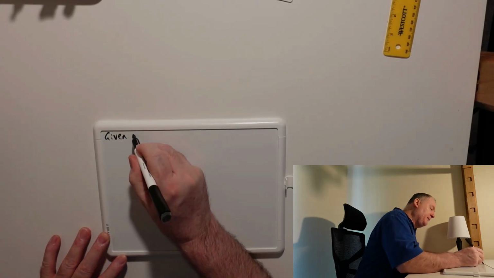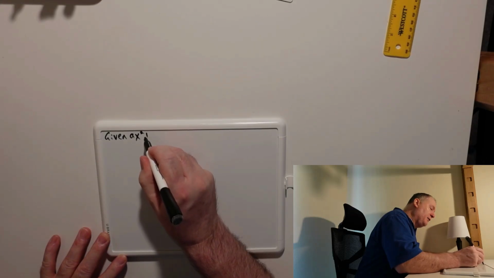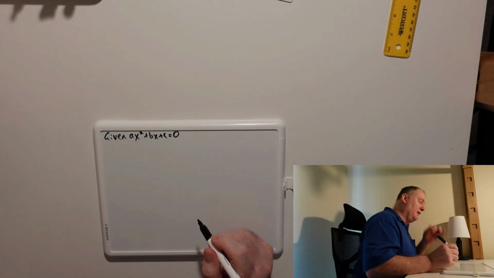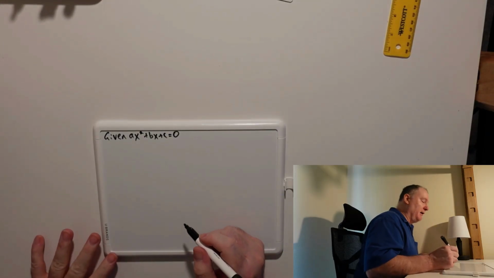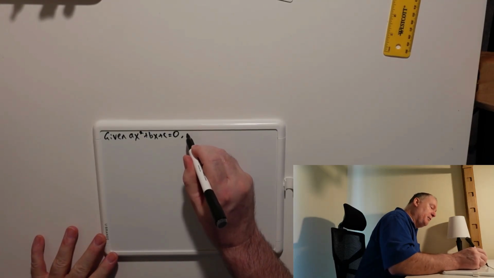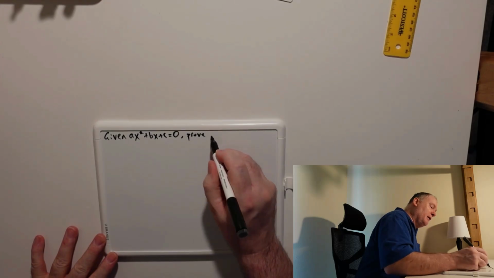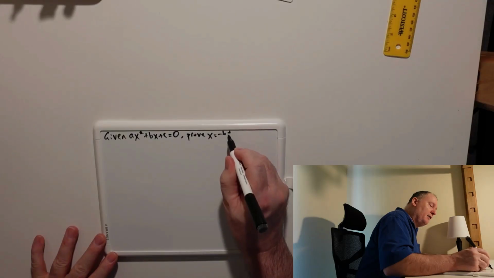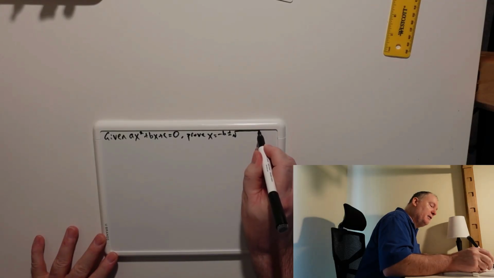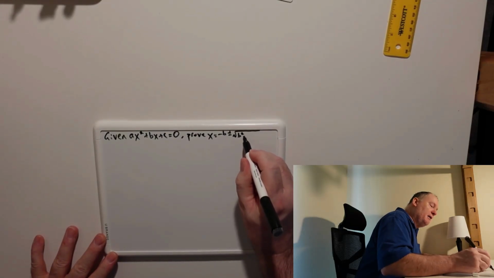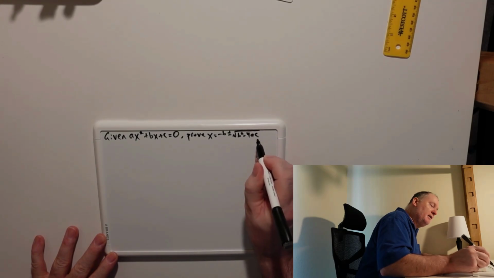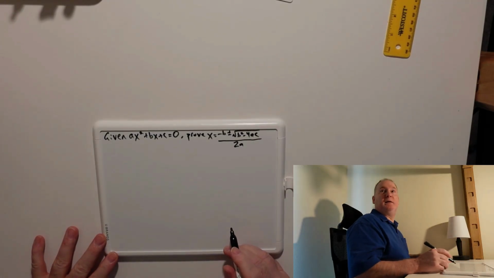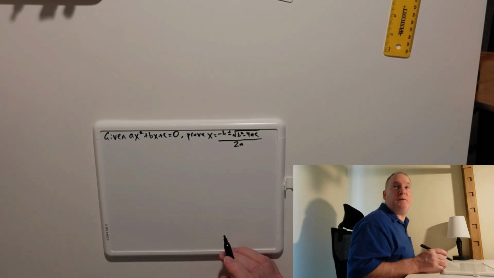We're going to be given ax squared plus bx plus c is equal to 0, and we want to prove that x is equal to negative b plus or minus the square root of b squared minus 4ac, all over 2a. Many of you have seen this formula before.